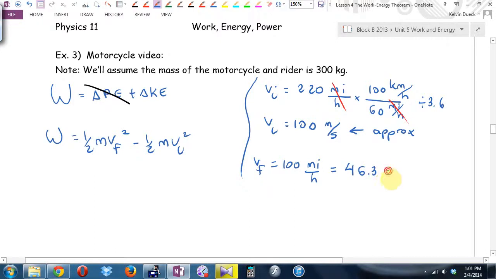Nice round number. I even thought about rounding it to 50, but we'll go 45-ish, give or take. Okay. So now we've got some numbers. We can figure out how much work, the amount of energy that the motorcycle lost. Where'd the energy go? It has to go somewhere. Where did it go?